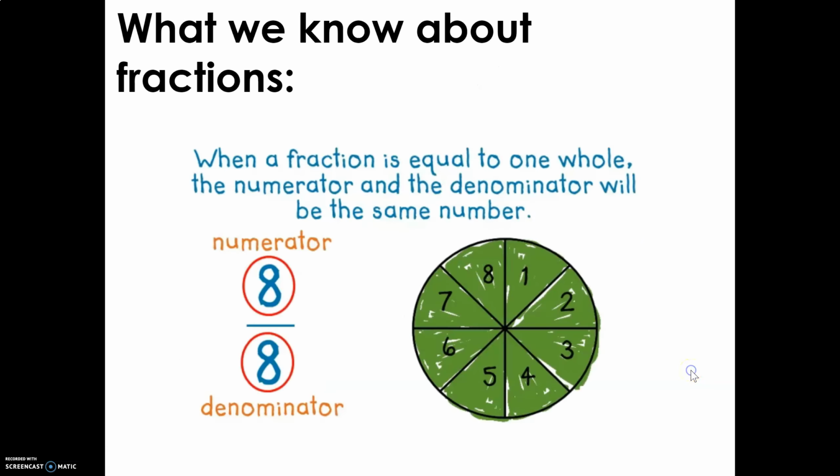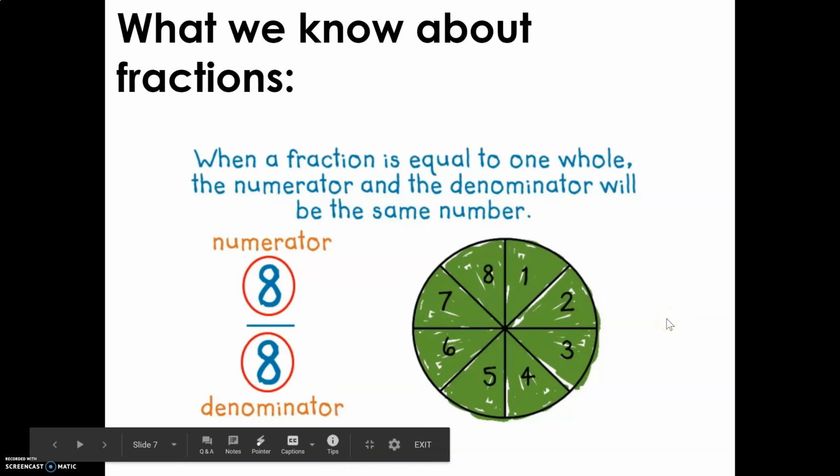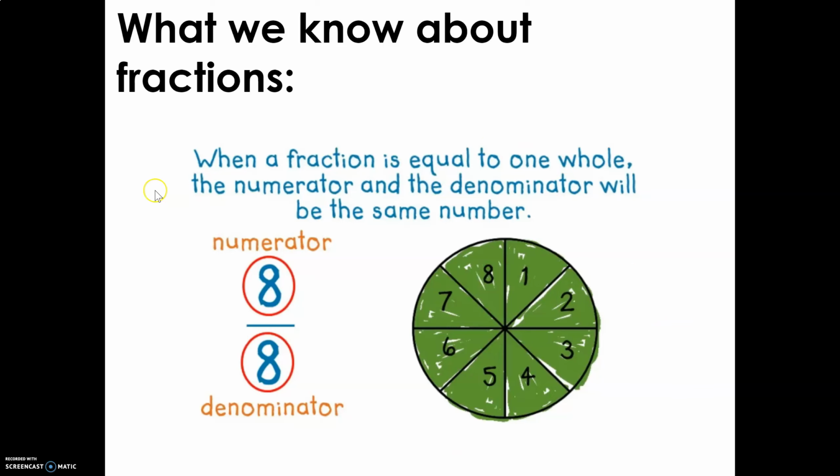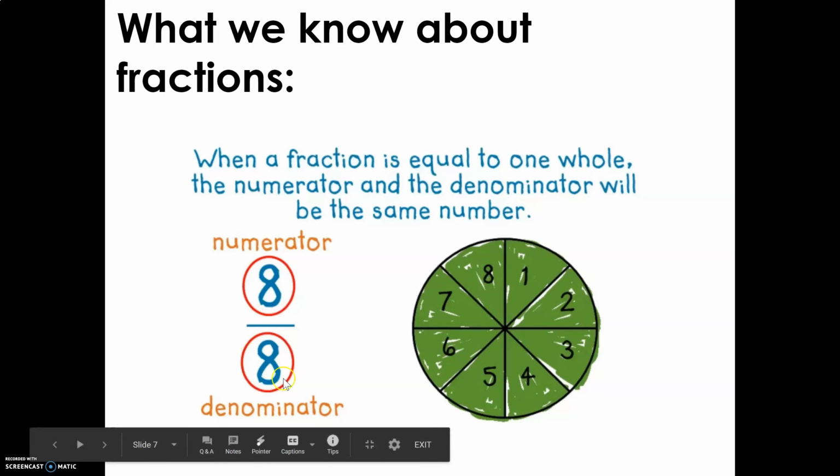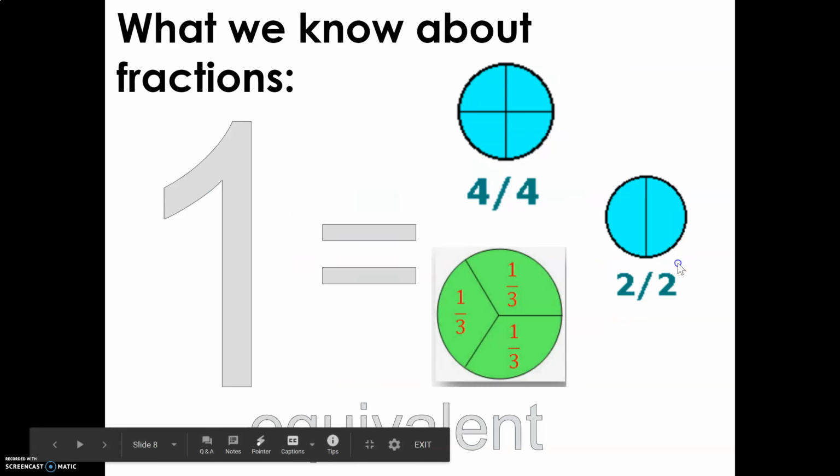Great job. So let's think about some of the things that we know, some important information that we know about fractions. When a fraction is equal to 1 whole, the numerator and denominator will be the same number. For example, 8/8 represents 1 whole. All 8 pieces would represent 1 whole.